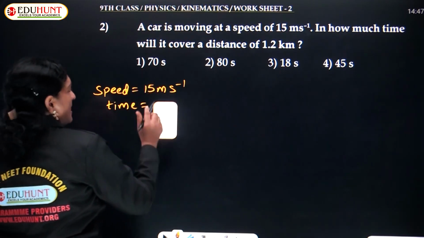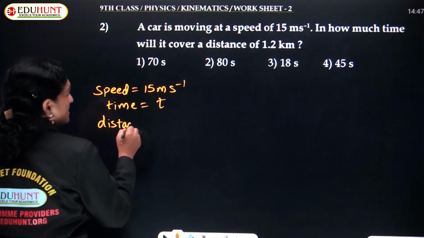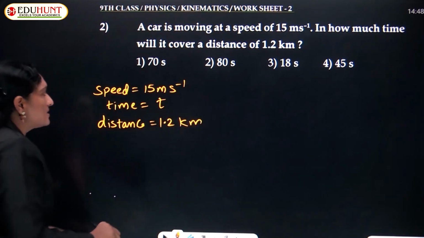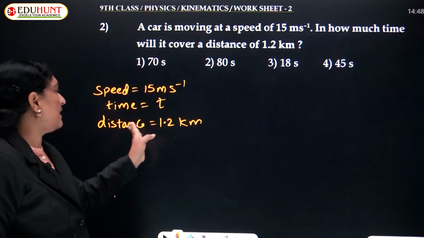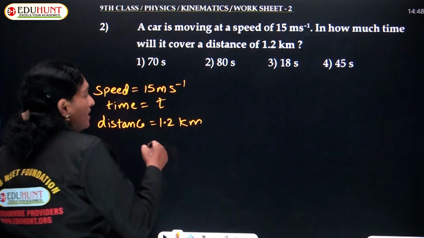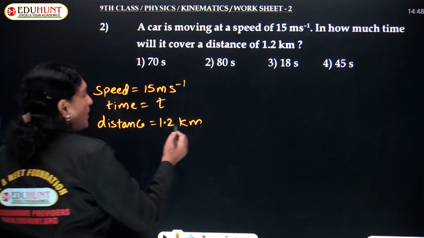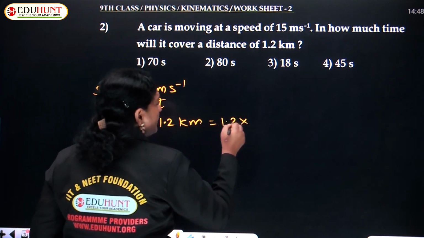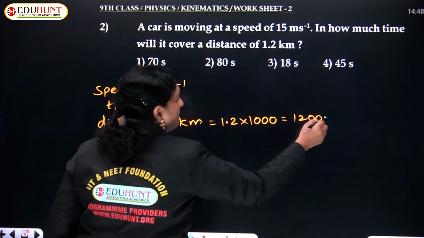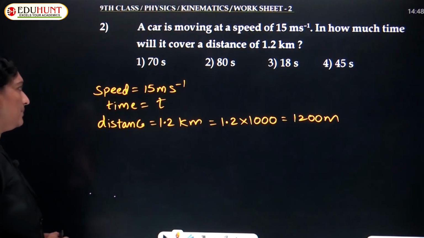Let us consider this time as some t. How much distance has been given? The value of the distance covered is given as 1.2 kilometer. If you observe this carefully, speed is given in meter per second and distance is given in kilometer. So convert kilometers into meters. As we know, 1 kilometer is 1000 meters. So this implies 1.2 kilometers will be 1.2 times 1000, which is nothing but 1200 meters. So distance covered is equal to 1200 meters.